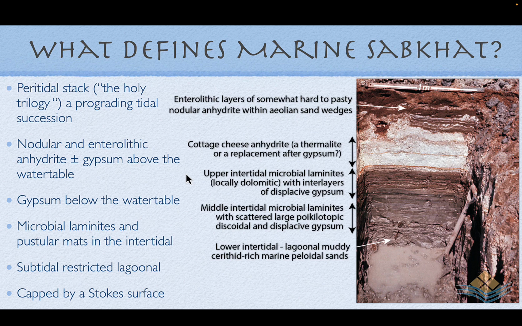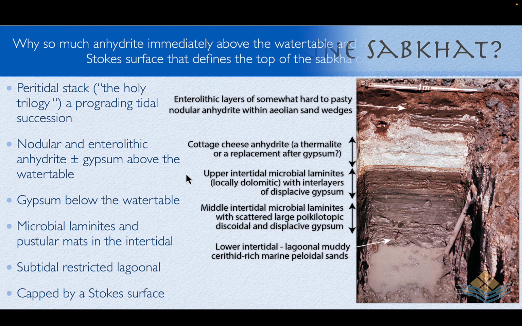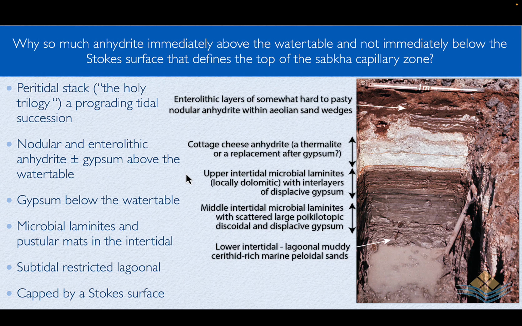But let's go back now and look more specifically at the question I asked in that previous discussion, and that is, when we look at the anhydrite distribution, why is there so much anhydrite immediately above the water table? Remember back to Owens Lake, most intense evaporation occurs directly below the Stokes surface, as we saw in the Owens Lake barometer profiles. But here in Abu Dhabi, we see anhydrite sitting in its most intense volumes directly above the water table, with less occurring higher in the capillary zone.